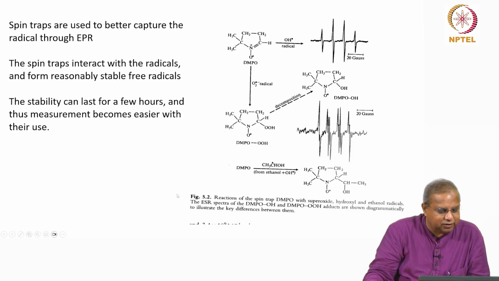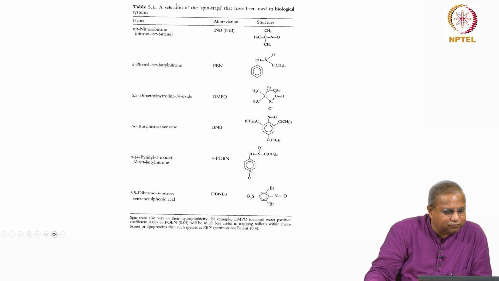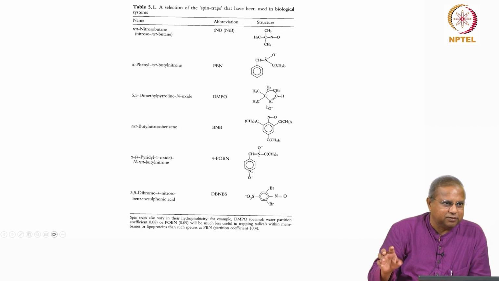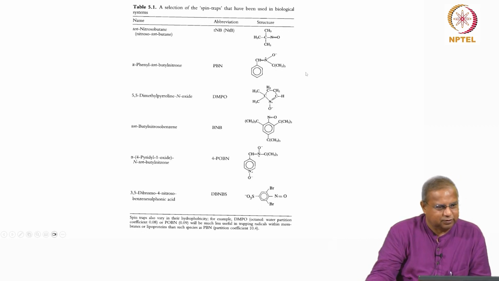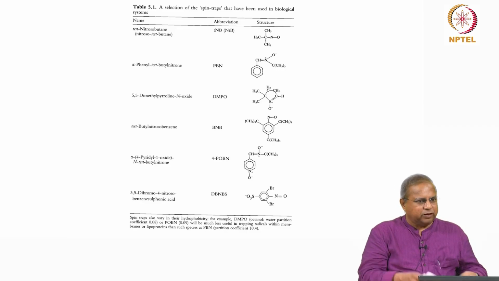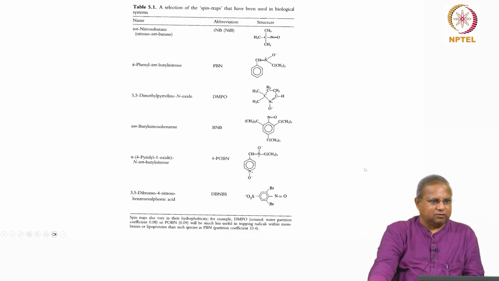Different spin traps are for different reactive species. This doesn't say which radical it is. DMPO is definitely for hydroxyl. We have used it for hydroxyl. Some are specific for superoxide, some specific for other species, and so on. It could also cross react sometimes. Then you'll have to be a little careful, as you'll get a combined effect. But usually we use specific reactive species. That's not a problem. Any other questions?